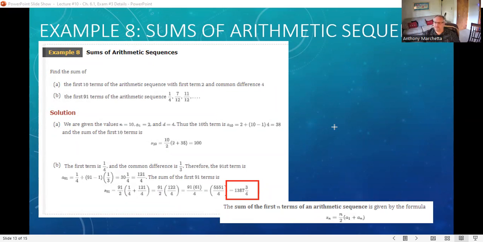Sums of arithmetic sequences really do mean just that. If you're talking about the sum of the first 10 terms, there's a story about what those first 10 terms are, but you don't need to know what all of them actually are. There's a way to just use a formula and get the answer of the first 10 terms summed up. And that's what we're talking about here.